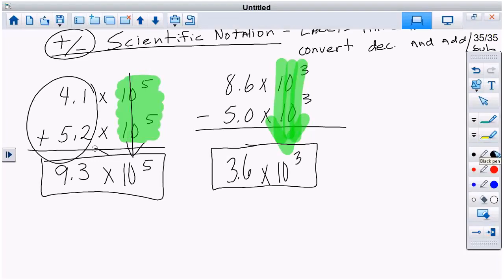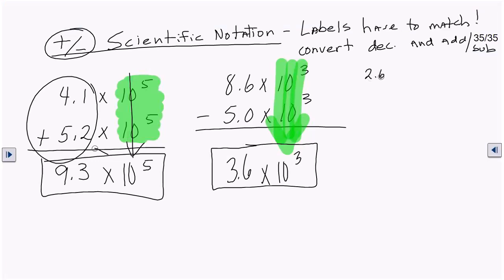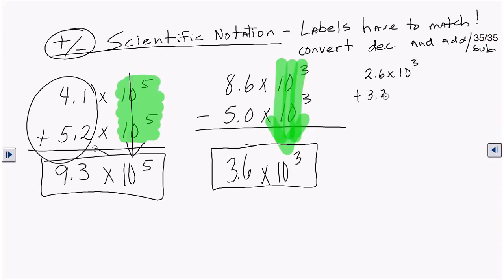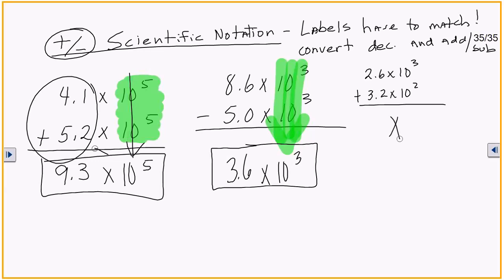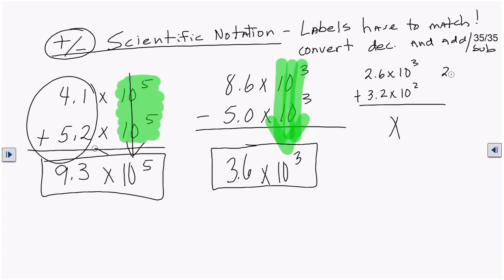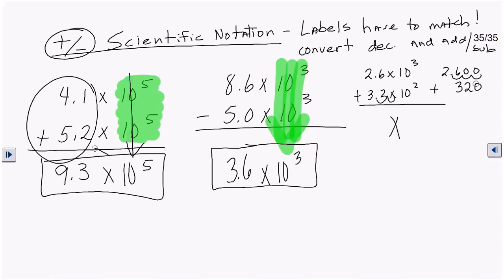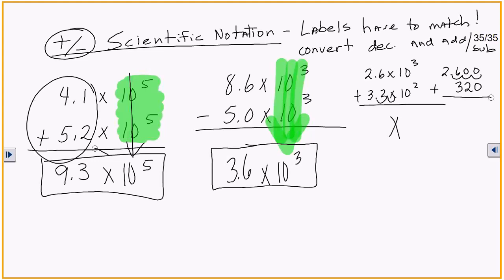Versus 2.6 times 10 to the 3rd plus 3.2 times 10 to the 2nd. You can't do this one because you're going to have to change it into 2,600 plus 3.2 times 10 squared, which is 320. And now you can do it because you changed it from scientific notation to decimal notation.